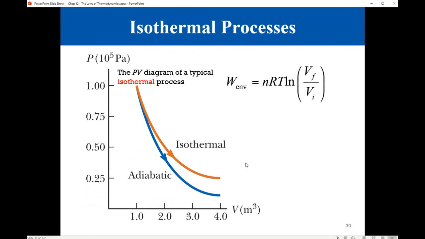The work done by the environment on the gas for the isothermal processes can be calculated from this formula: nRT logarithm of V final divided by V initial. And here we have just one value for T. We don't speak of T final or T initial because T final is equal to T initial. In isothermal processes, T is constant.